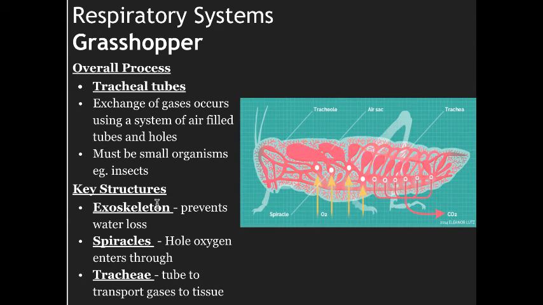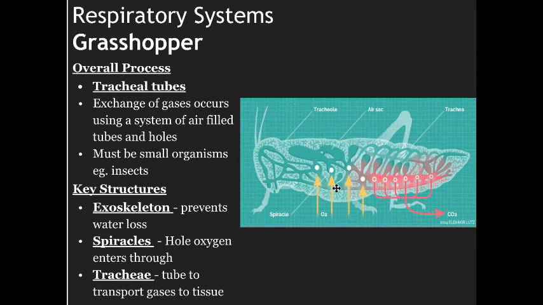Grasshopper, or an insect. Insects tend to use tracheal tubes as a method of respiration. Basically, the gas exchange occurs through the spiracles, which are the holes right here. You can see the spiracles. Oxygen can enter through, CO2 can go out. Again, they don't have complex systems like lungs, but we have this tracheal tube system where they're basically just this long tube that moves throughout the center of the body.